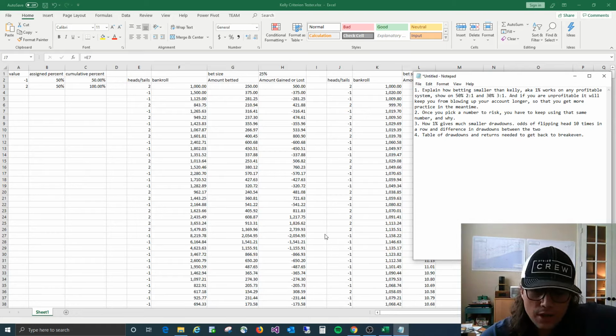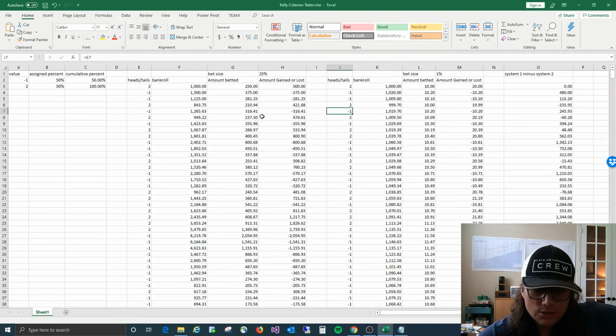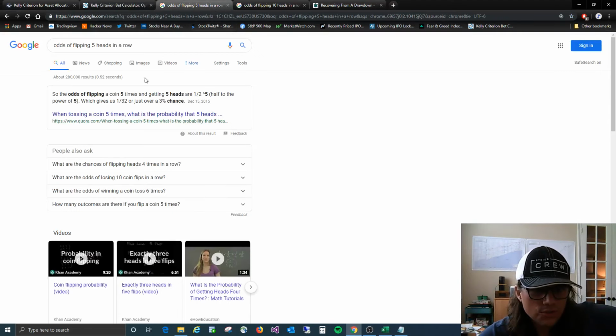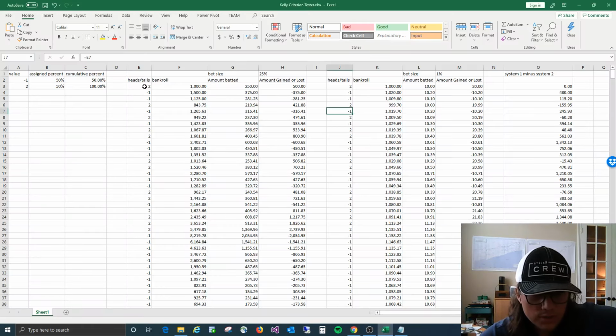Okay, so another reason is that in this heads-tails flipping scenario, you could get heads 5 times in a row, or you could get heads 10 times in a row. That is possible. 10 times in a row is less likely. If we look here, I looked up the odds of flipping heads 5 times in a row. It is 1 in 32, which is pretty high actually. So that's definitely likely to happen. So we're going to stick that in here.